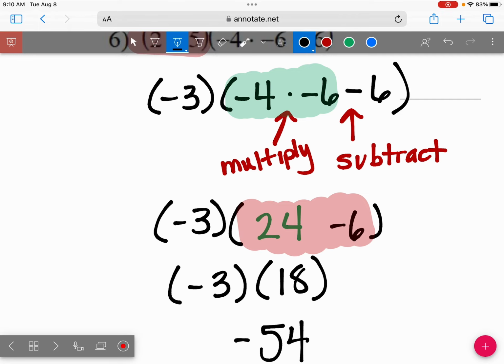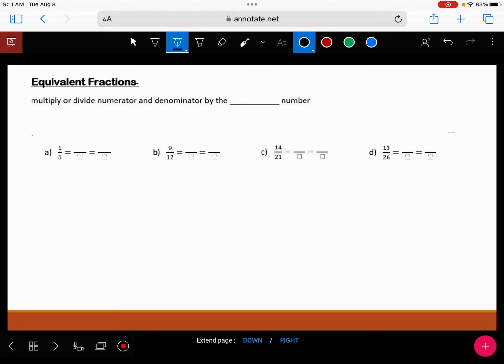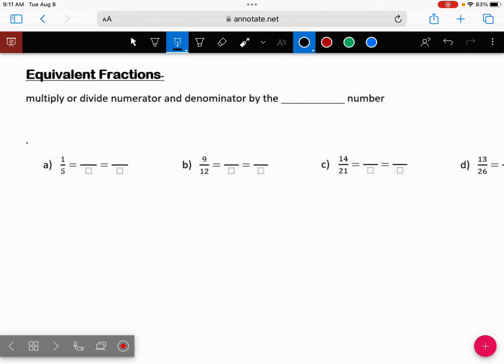All right, so now we're going to talk about fractions. So equivalent fractions. To get an equivalent fraction, you can multiply or divide numerator and denominator. Key word is multiply or divide by the same number. So as long as I am multiplying or dividing by the same number, it is equivalent.